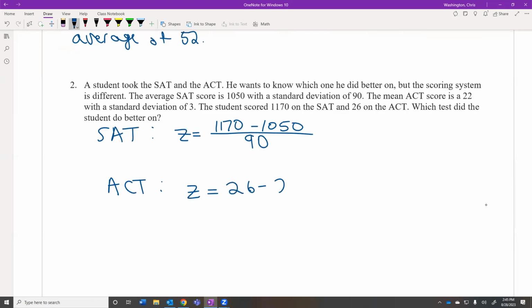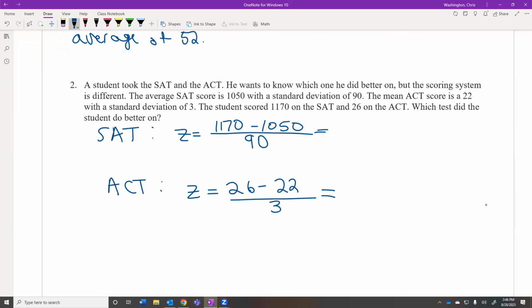The average is a 22, and the standard deviation is a 3. And in a second, you're going to see that these z-scores are directly linked to the percentage. So the further right that z-score is, the higher percent that we did better than other people. So we got two z-scores. If one of those z-scores is better than the other, then he did better on that particular test. If one is lower, then he did lower on that test.